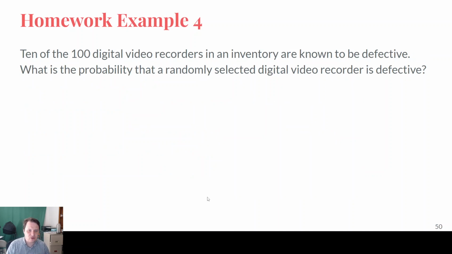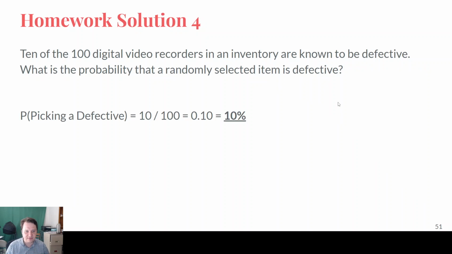10 of 100 digital video recorders in an inventory are known to be defective. What's the probability of randomly selecting a recorder that is defective? This one's not too hard. Once again, it's just the number of successes divided by the total. In this case, a success is getting one that is defective, and so that would be 10 out of 100, which is just 10%.